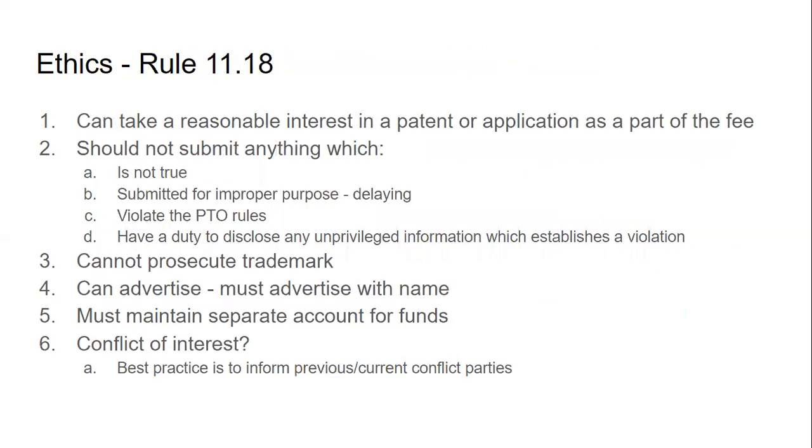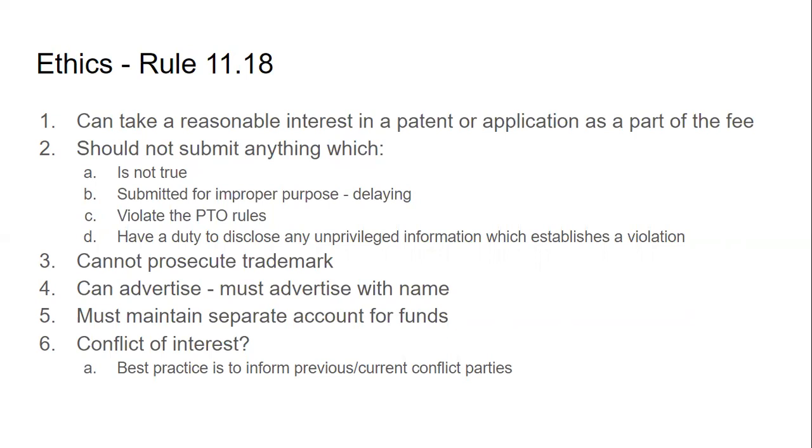So for ethics, this has been put with chapter 400 just because it is related to attorney-client privilege sort of thing. There's a new rule, Rule 11.18(b). I'm not sure when it took effect, but it lays out exactly what the law is. I think a lot of it is pretty obvious, but there are some good things to remember: a patent agent or attorney can take a reasonable interest in a patent or application as part of the fee. And there are some example questions I've seen where that is worked out as an arrangement.